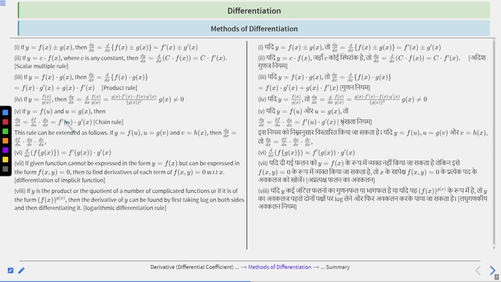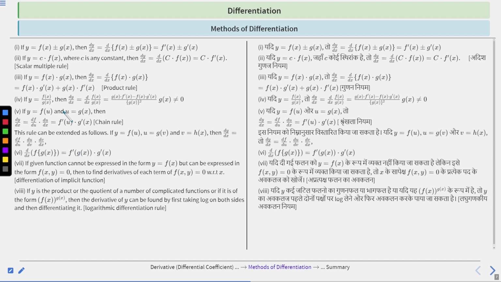Next one is, if y is equal to f(x) upon g(x), then dy by dx is equal to d upon dx of f(x) upon g(x). Now you have to remember this quotient rule or division rule. So d upon dx of f(x) upon g(x) is: first we keep g(x) in the denominator and differentiate the numerator, minus we keep the numerator and differentiate the denominator, upon denominator square. Which is equal to g(x) into f dash x minus f(x) into g dash x upon g(x) square, where g(x) is not equal to 0. Clear?